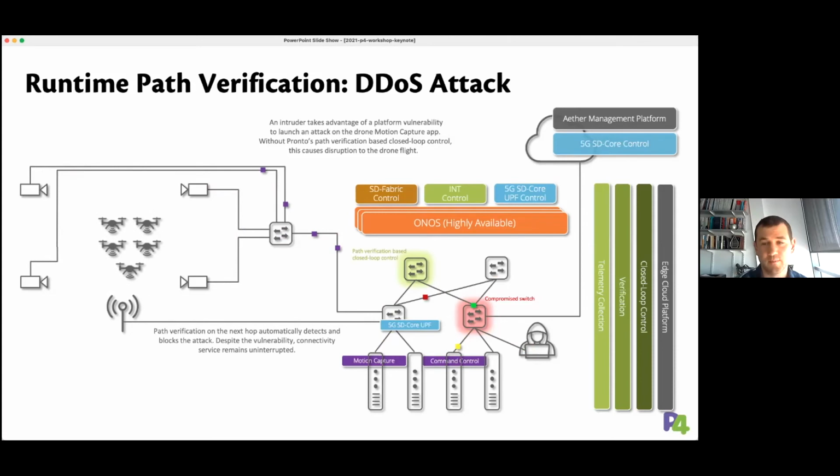We've been using P4 to do runtime in-network verification of every single packet. Every single packet is being checked hop by hop to make sure that it's following an allowed, legal path. With this path-based verification, we can detect that the compromised switch is sending packets that shouldn't be there and block them before they affect the server.